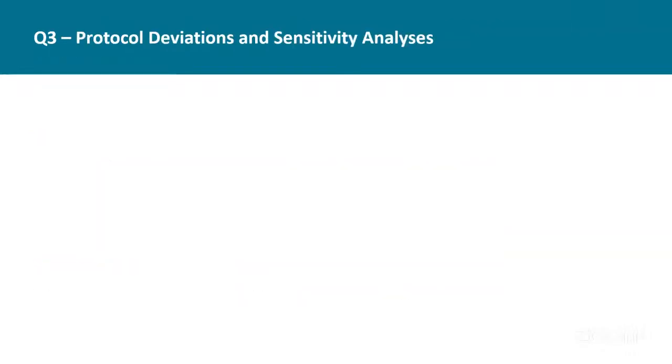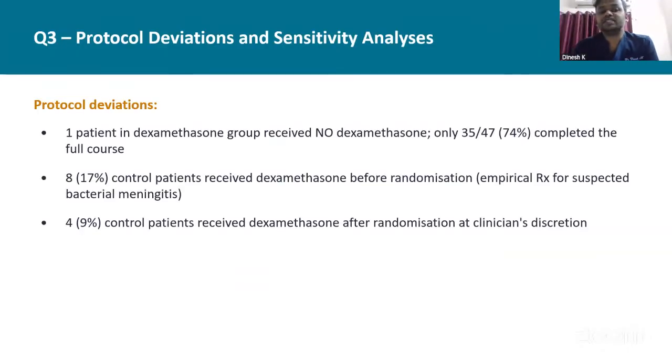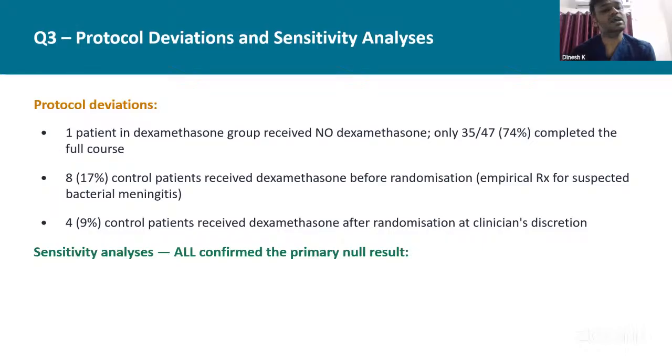Yes, so this also we have discussed, that there was some protocol deviation. One patient in the dexamethasone group received no dexamethasone. Only 74% completed the full course of the dexamethasone, that is 10 mg every 6 hours for 4 days. 8 patients in the control group received dexamethasone before randomization, and 4 patients in the control group received dexamethasone after randomization. So this is the protocol deviation.